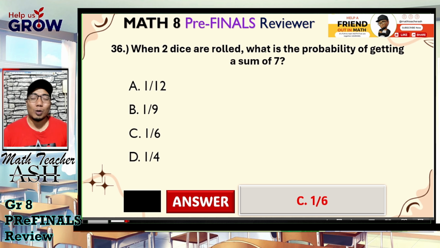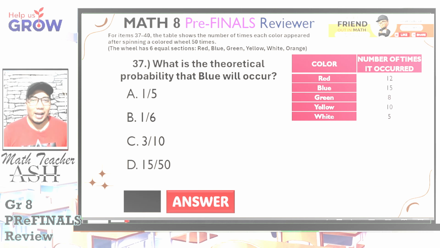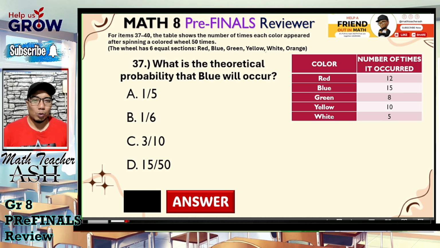So now let us go to question number 37. For items 37 to 40, the table shows the number of times each color appeared after spinning a colored wheel 50 times. Alright. The wheel has 6 sections: red, blue, green, yellow, white, and orange. Question number 37. What is the theoretical probability that blue will occur? Is it A, 1 out of 5, B, 1 out of 6, C, 3 out of 10, or D, 15 out of 50? I'll give you 5 seconds to think about your answer.